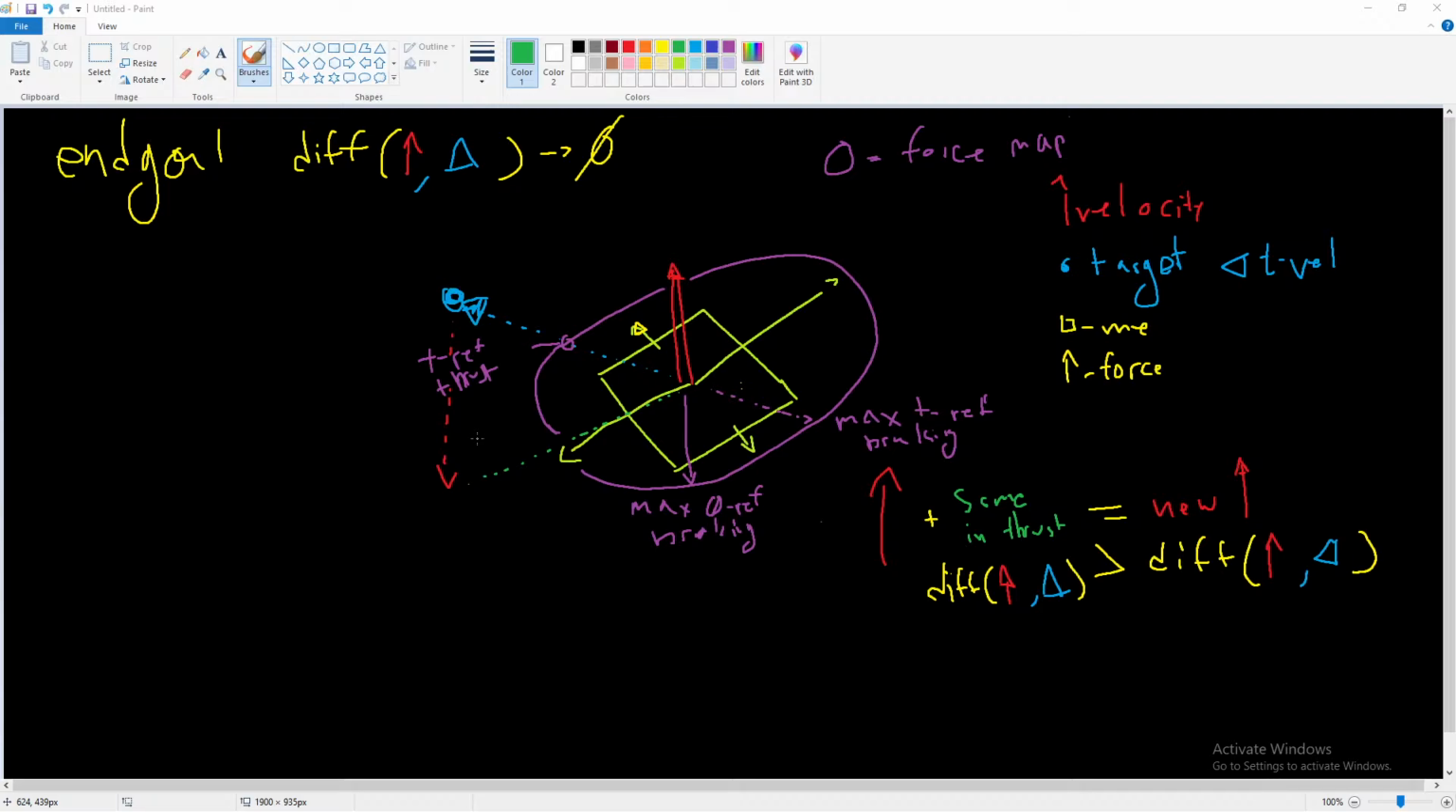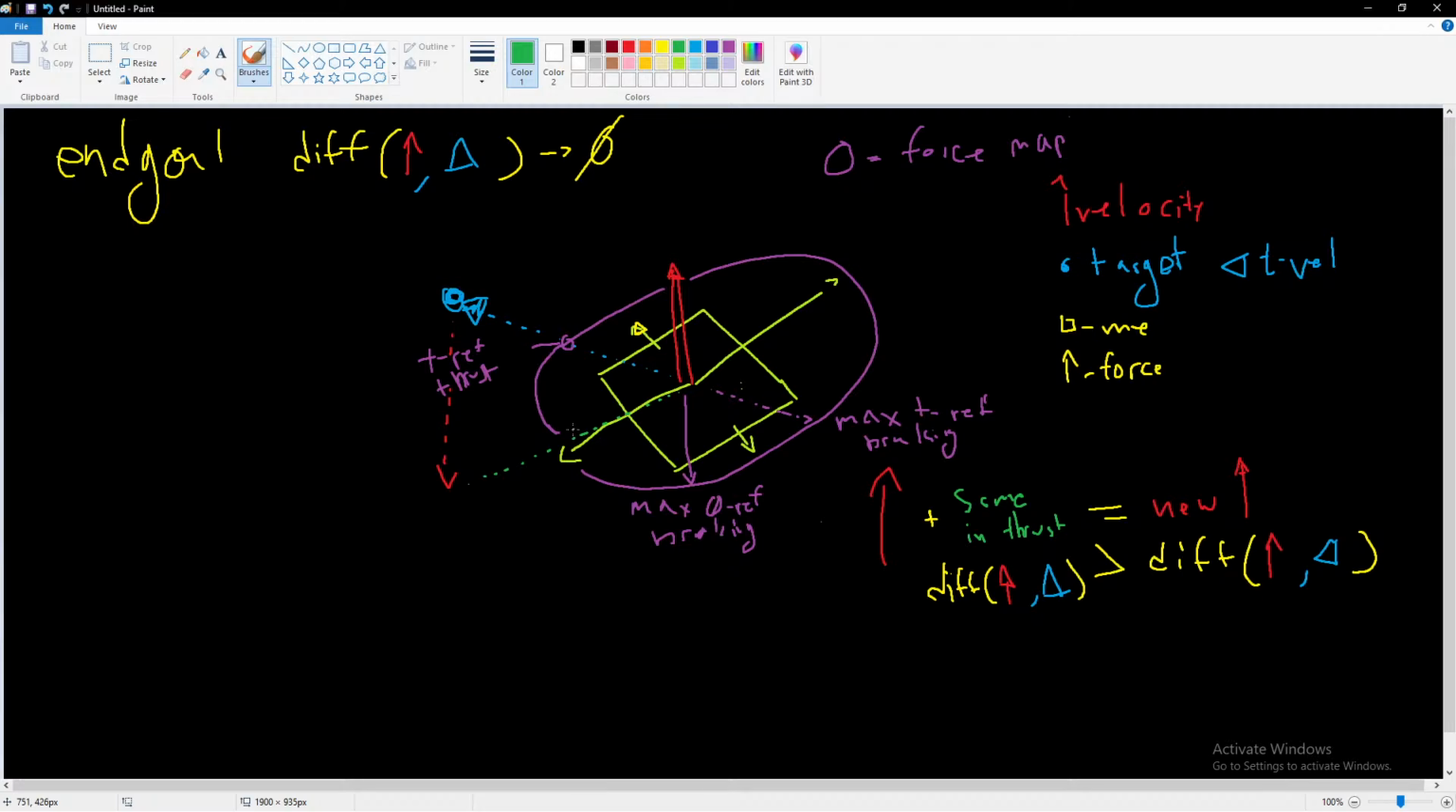Well, let's just assume... Yeah, that's not gonna work, because this will just result in us orbiting. This will result in us orbiting, right? So this is just these two velocities added, right?